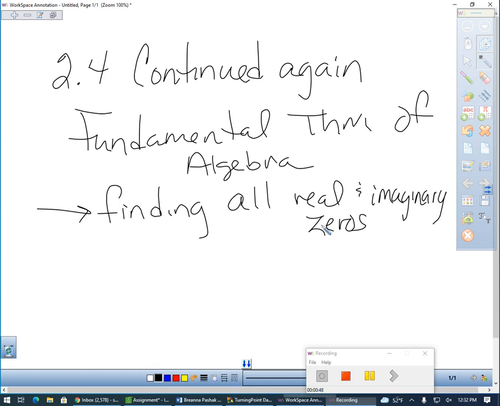In the process of finding all of them, remember whatever our highest exponent is the number of zeros you have to find, right? So if our polynomial is x to the fifth, we better find 5 zeros. If our polynomial is x to the third, we have to find a total of 3 zeros. That all sounds familiar too, right?